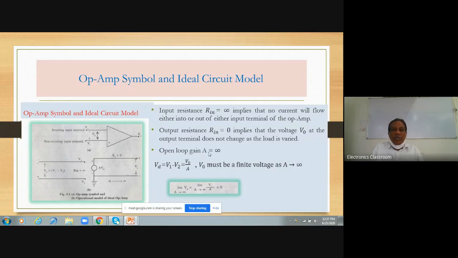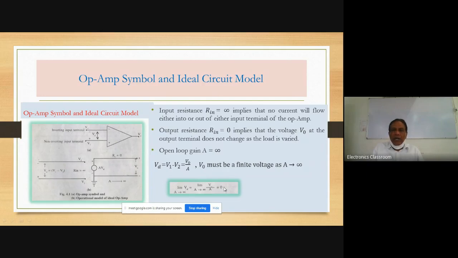Here, V0 is the output voltage at the output side. It has a certain finite value. At what condition? When the gain of the operational amplifier is infinite, that means A tends to infinity. Look at this equation: Vd is equal to V0 upon A. We can take the limit of the left side and the limit of the right side. That is, the limit of Vd as A tends to infinity is equal to the limit of V0 upon A as A tends to infinity. We can solve this limit of V0 upon A as A tends to infinity. The value of this limit will be 0.